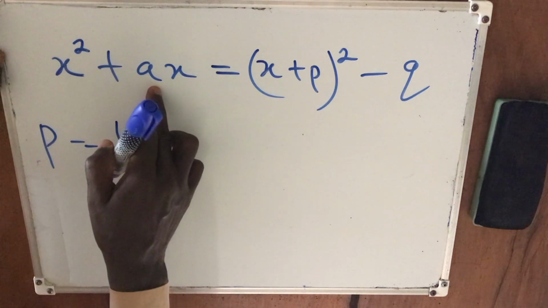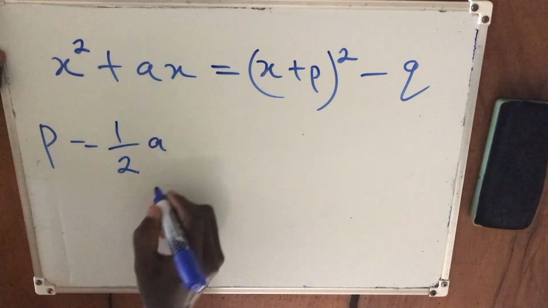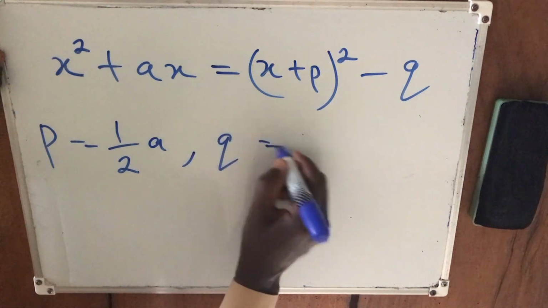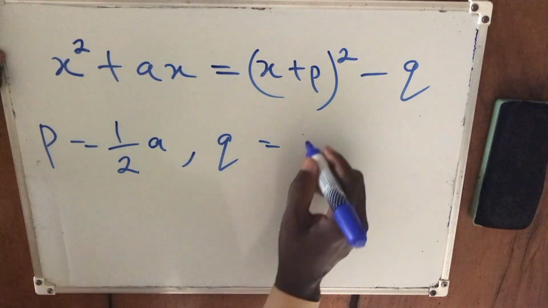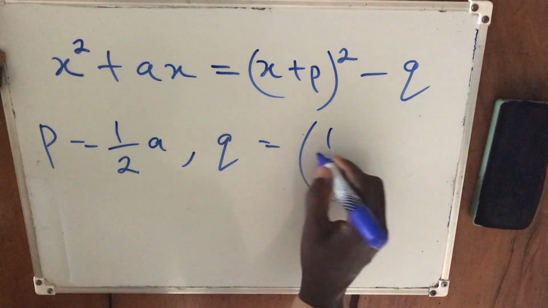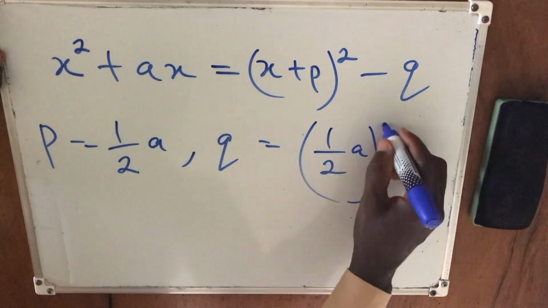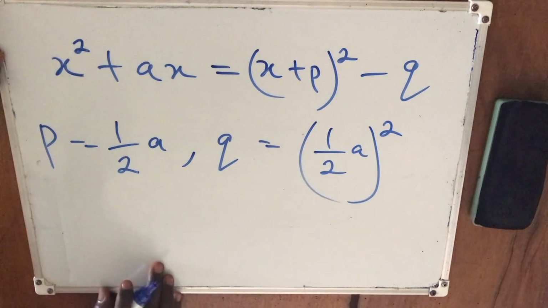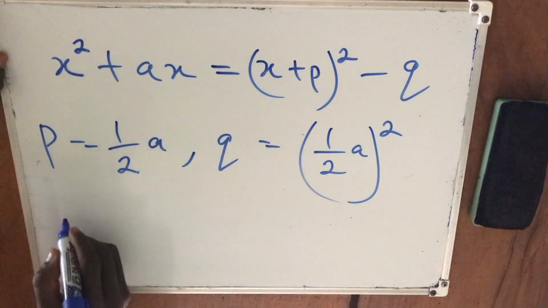The coefficient of x is a, that means p is half a, and q is the square of half the coefficient of x. That means q is the square of half a. Now let's take a few examples.